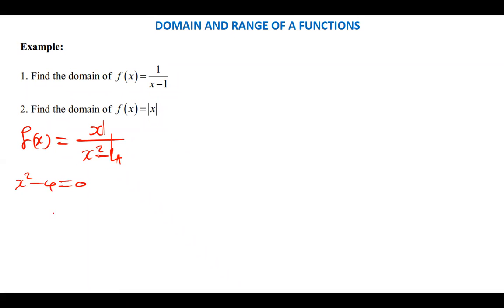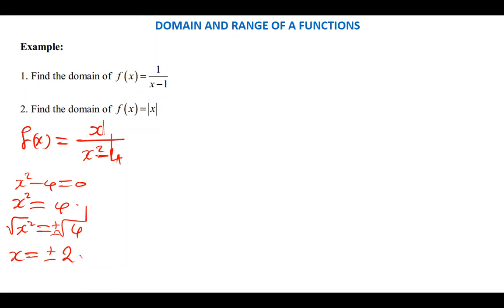So take this negative 4 to the other side of the equal sign. This will be x squared is equal to 4. So we find the square root on both sides. The square root of 4, of course, this one will be plus or minus. So we're going to have x is equal to plus or minus 2.